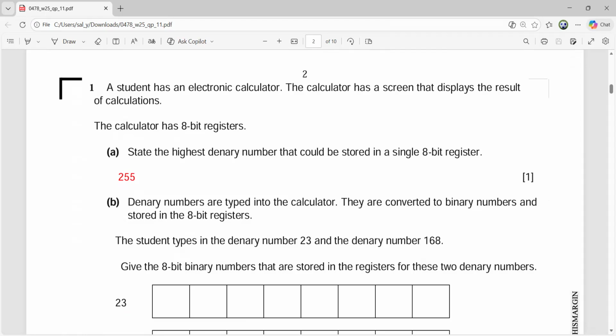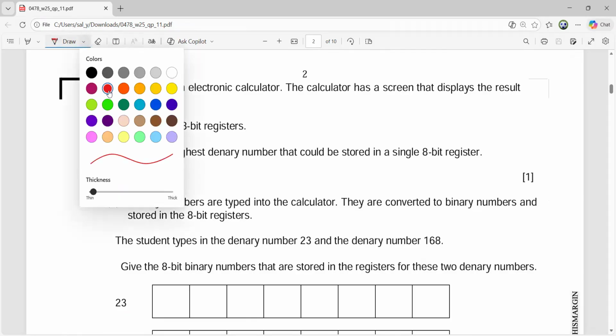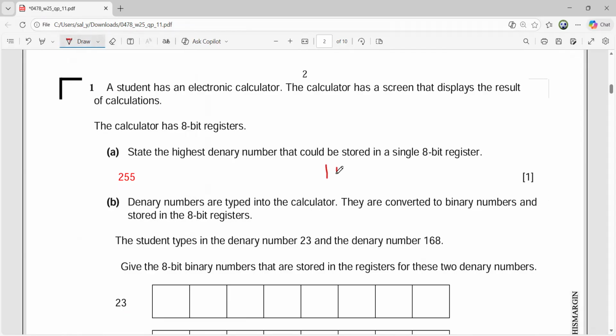Question number 1. A student has an electronic calculator. The calculator has a screen that displays the result of calculations. The calculator has 8-bit registers. State the highest denary number that could be stored in a single 8-bit register. So what does it mean? You need to turn on all the 8 bits, and then what is going to be the final answer for that one? 1, 2, 3, 4, 5, 6, 7, and 8.